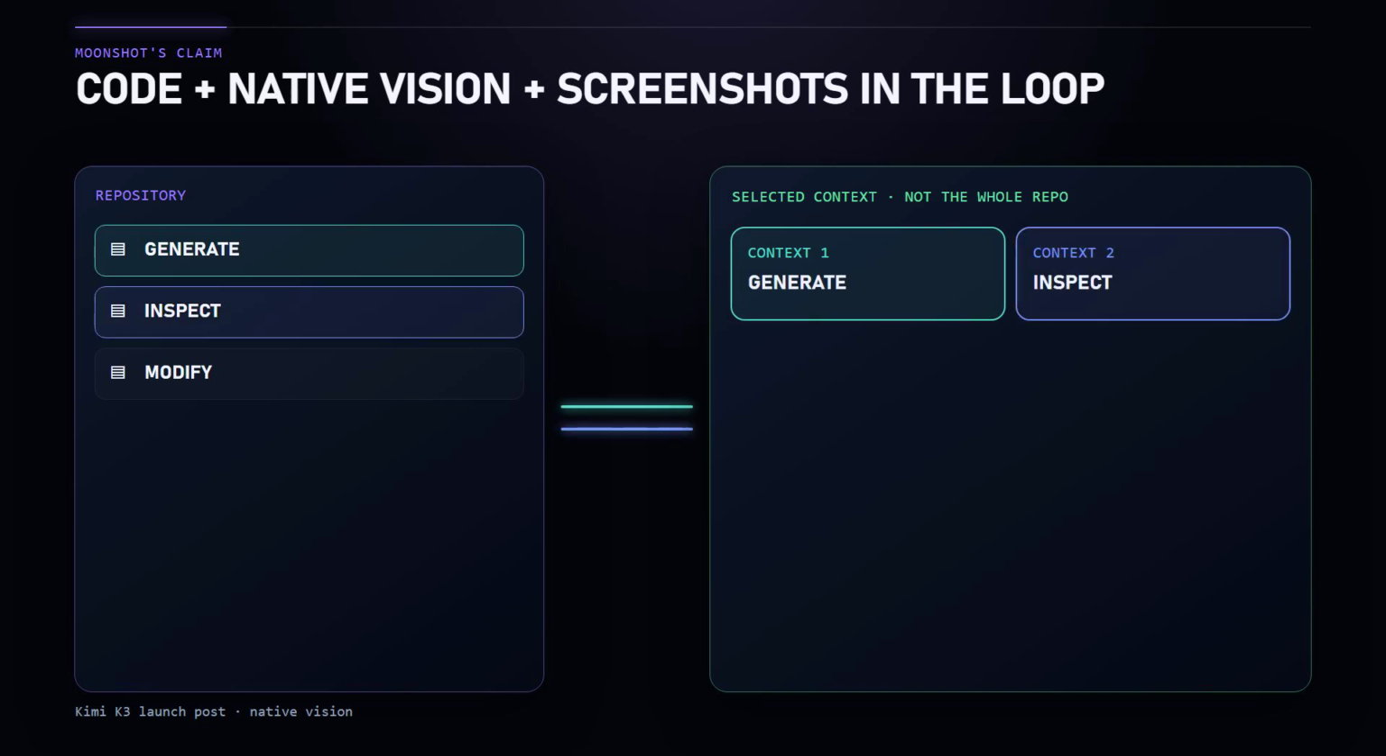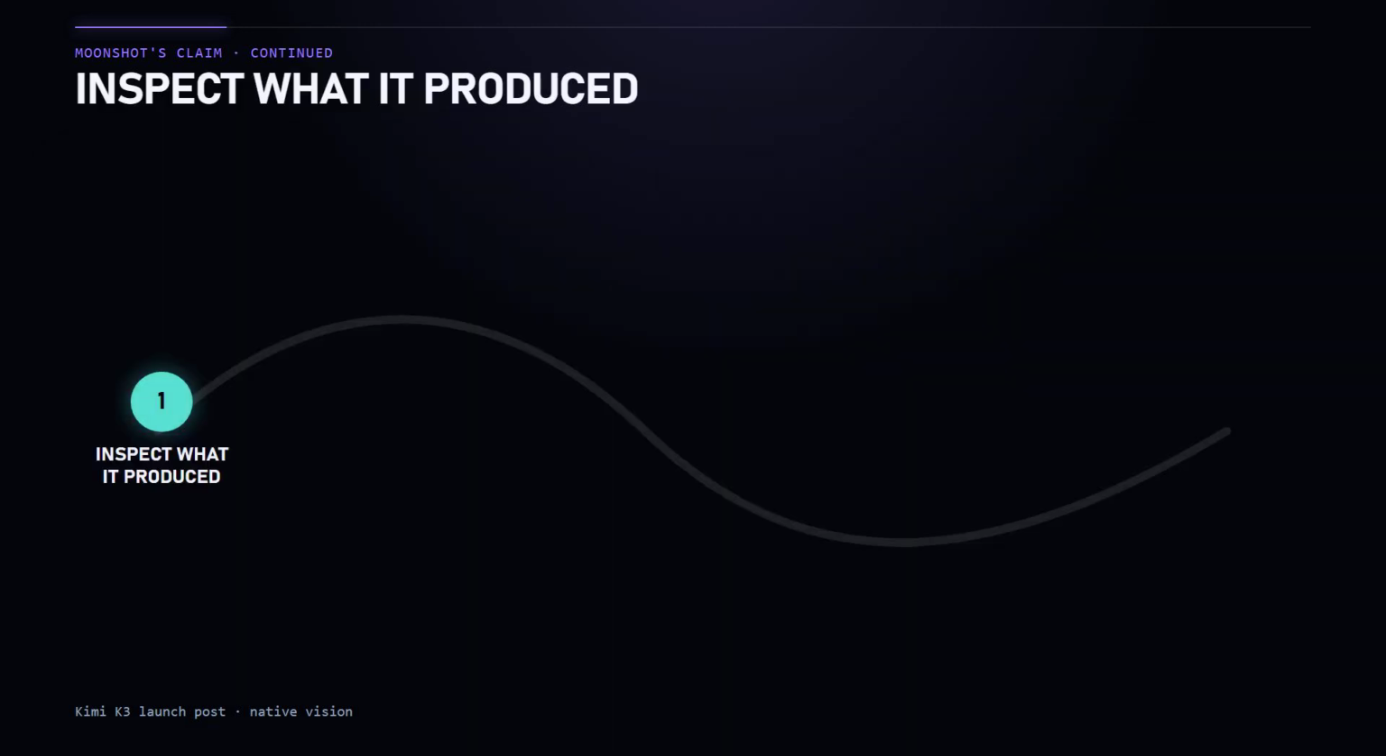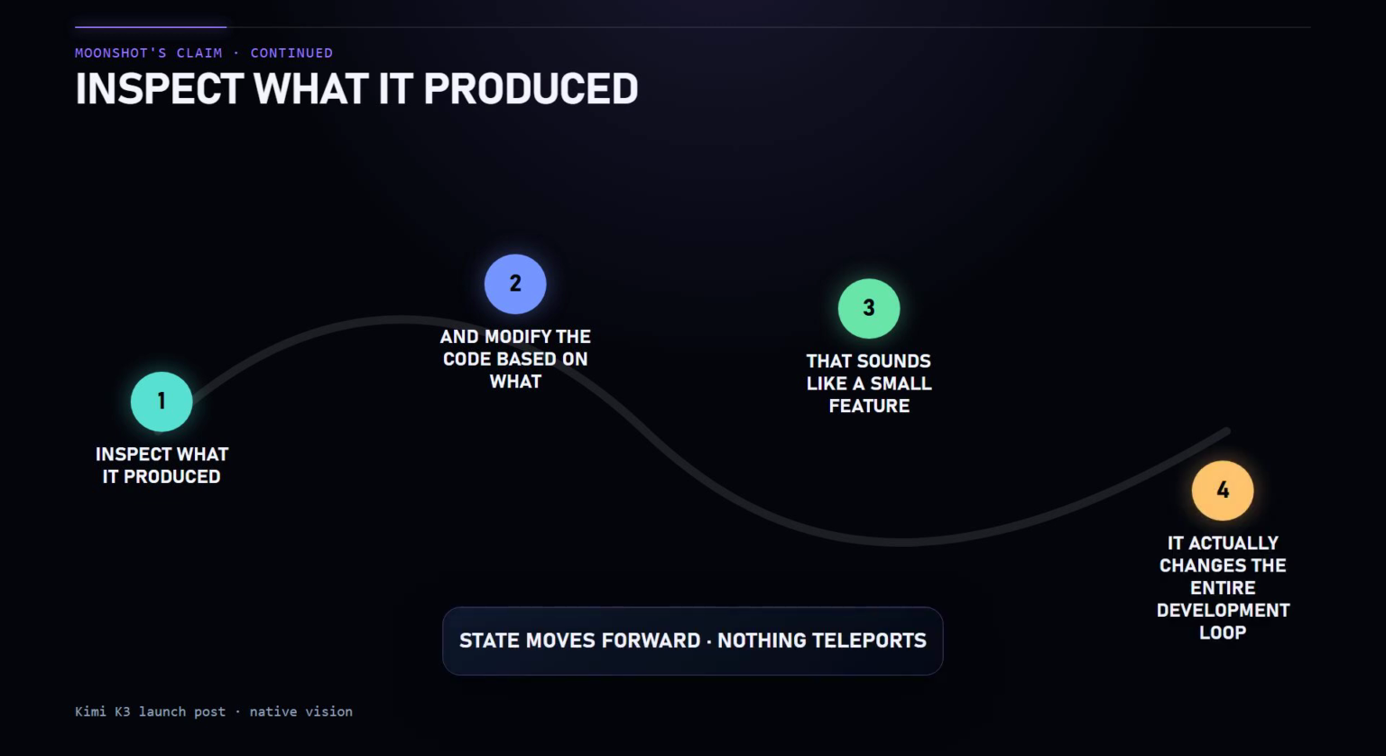Moonshot says the model combines coding with native vision and can work with screenshots in the loop. It can generate a visual result, inspect what it produced, and modify the code based on what it sees. That sounds like a small feature. It actually changes the entire development loop.